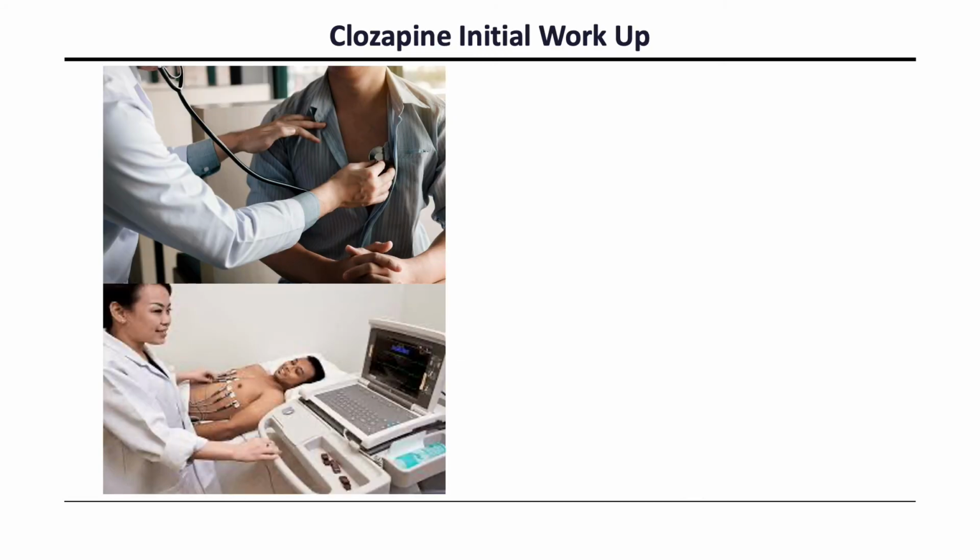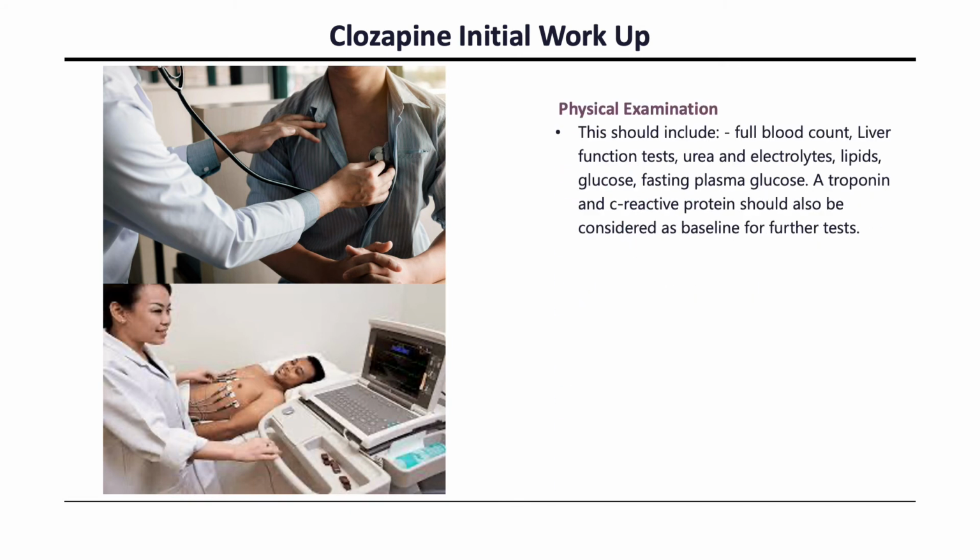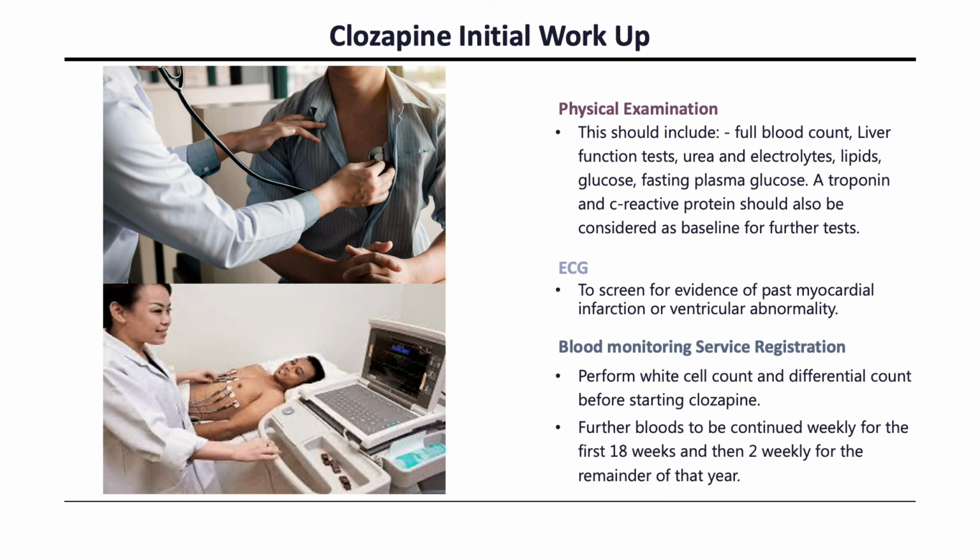On this slide, we're going to talk briefly about the clozapine initial physical workup prior to titration. There should be a physical examination which should include a full blood count, liver function tests, urea and electrolytes, lipids, fasting plasma glucose, a troponin and a C-reactive protein should all be considered as baseline for further tests. An ECG should be performed for evidence of past myocardial infarction or ventricular abnormality.